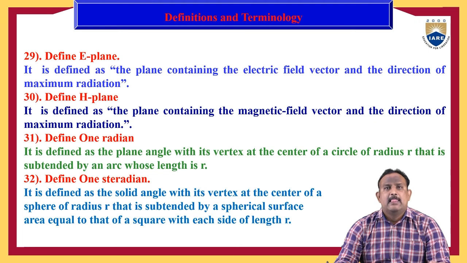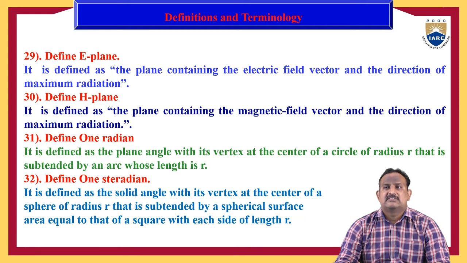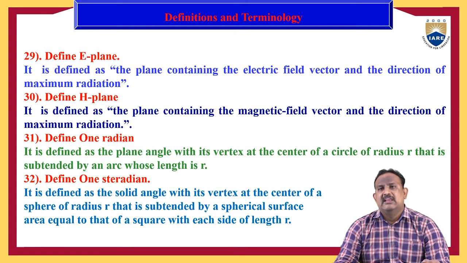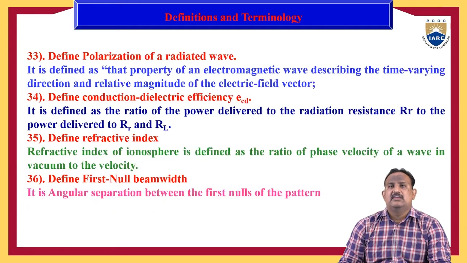Then define E-plane. It is defined as the plane containing the electric field vector and the direction of the maximum radiation. Define H-plane. It is defined as the plane containing the magnetic field vector and the direction of the maximum radiation. Define 1 radian. It is a plane angle with its vertex at the center of a circle of radius r that is subtended by an arc whose length is r, which is known as 1 radian. Define steradian. It is the solid angle with its vertex at the center of a sphere of radius r, which is known as 1 steradian, used to measure the solid angle.